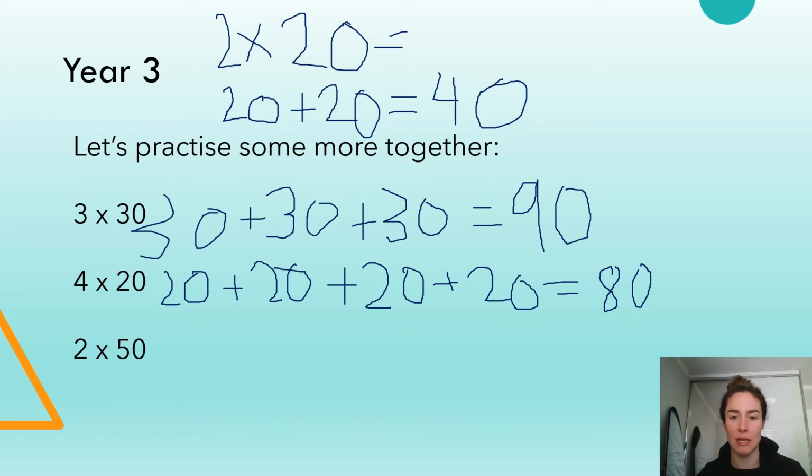2, 4, 6, 8, writing down our 8 and then putting our 0 there. The last one we're going to practice together now is 2 times 50. So pause your video to write down your answer and then we will go through it together.